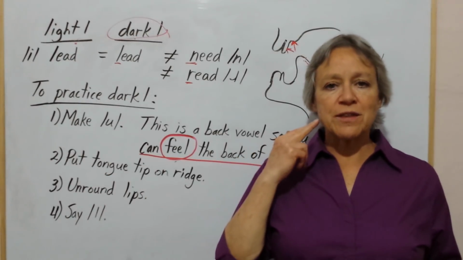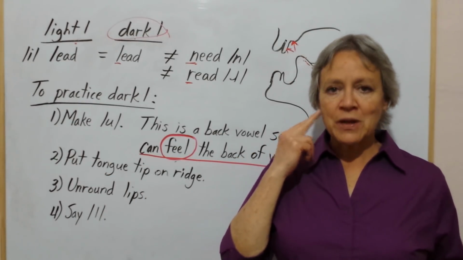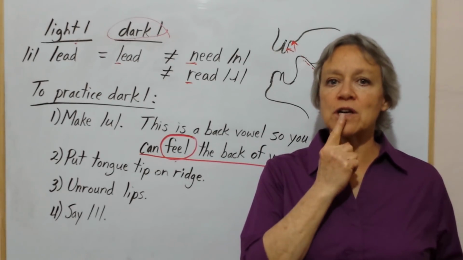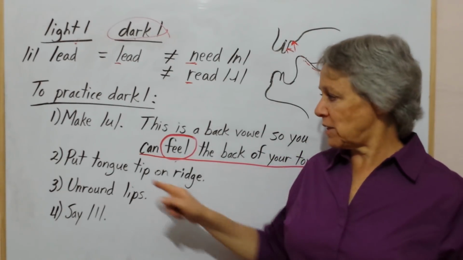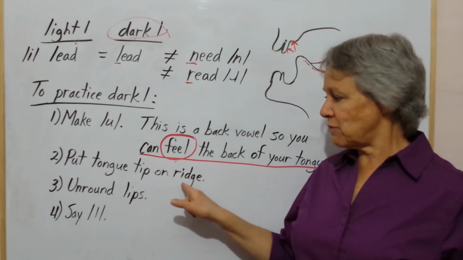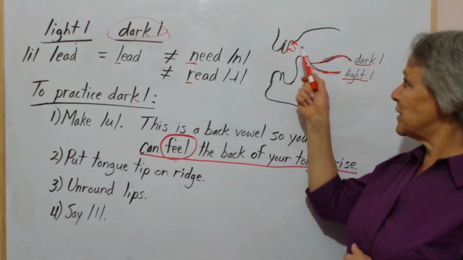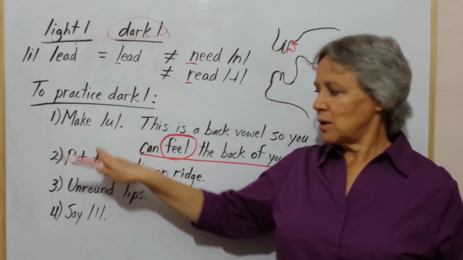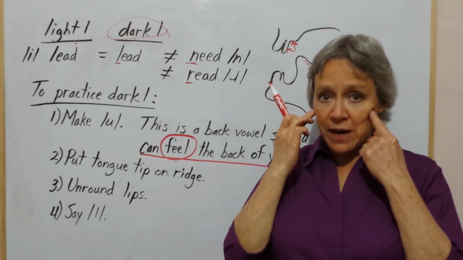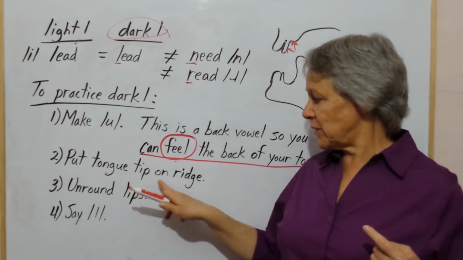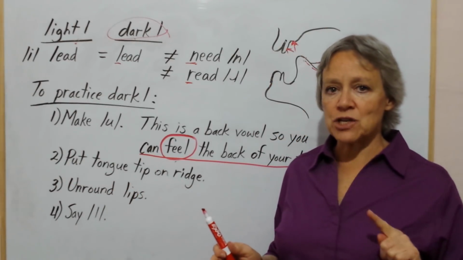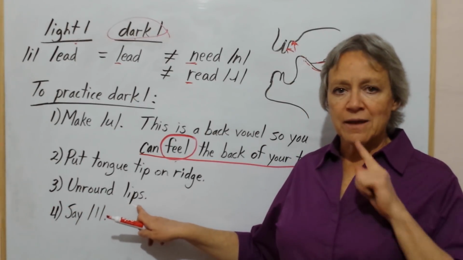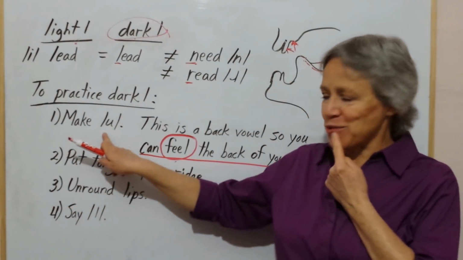Then, with the back of the tongue in that position, I want you to take the tip of the tongue and put it on the alveolar ridge, on the ridge behind your upper teeth. Put tongue tip on ridge, okay? So then I want you to put the tongue up here. So you're making ooh, and you're feeling where the back of the tongue is, but then you're going to put the tip of the tongue on the ridge. Then I want you to unround your lips. They're rounded because you were making ooh.